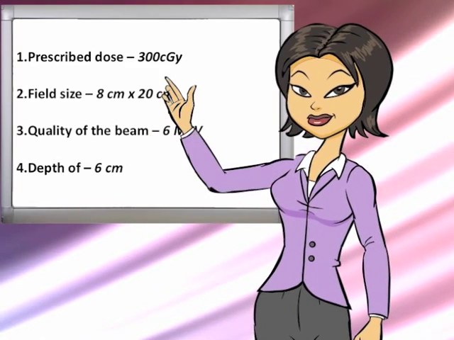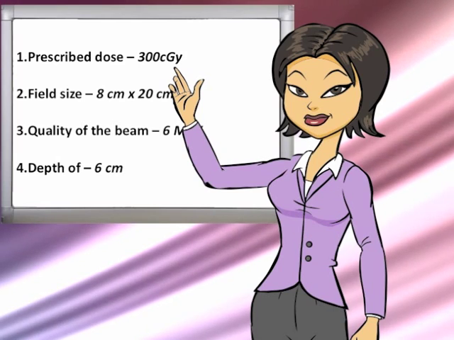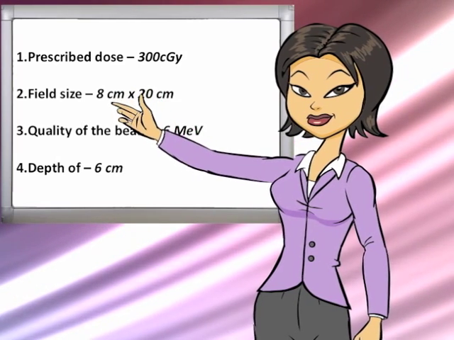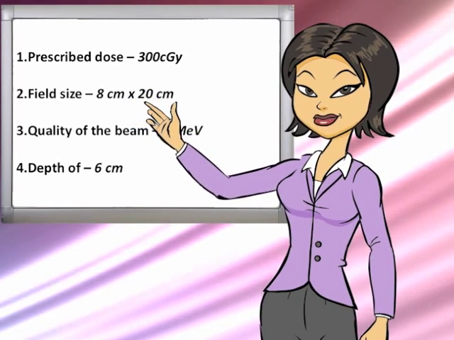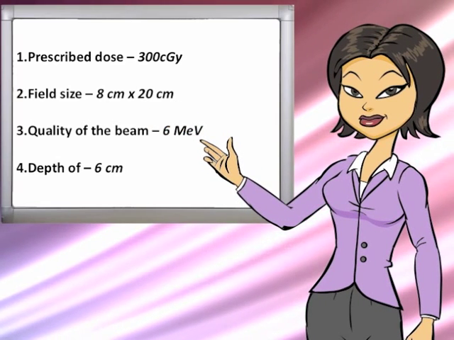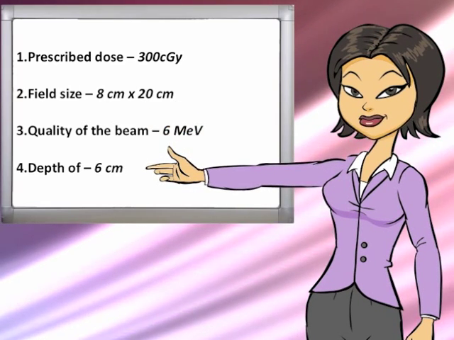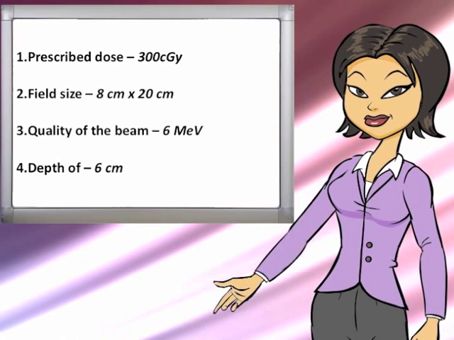In this example, we will have a prescribed dose of 300 centigray, a field size of 8 by 20 centimeters, a 6 megavolt beam, and we are treating to a depth of 6 centimeters.